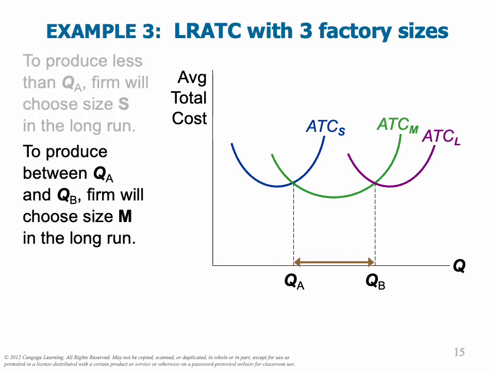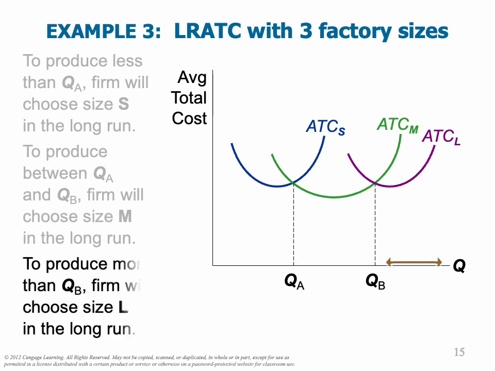Then you decide that your business is doing better and you're going to move to a larger factory. So between QA and QB, you're going to be going into the medium size factory. And then if your company is doing very well and you produce a lot of quantity, you're going to move factories, and so you're going to move into the largest factory.